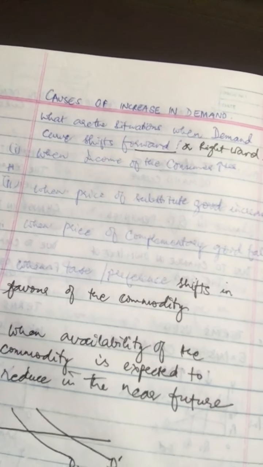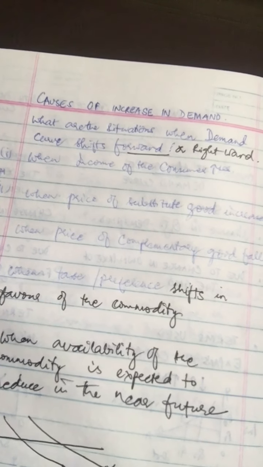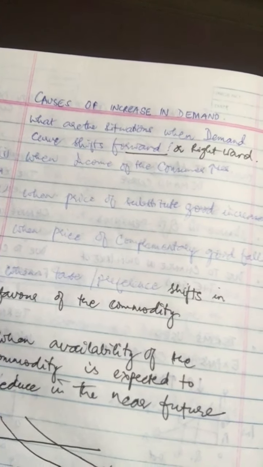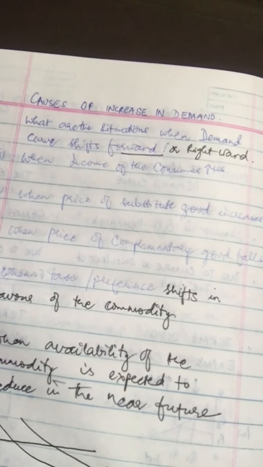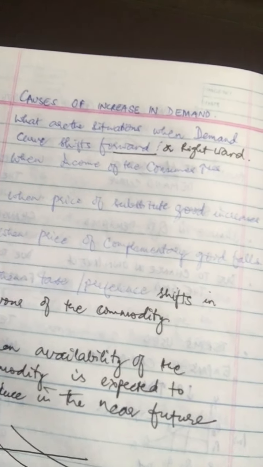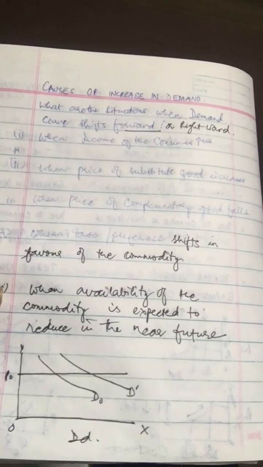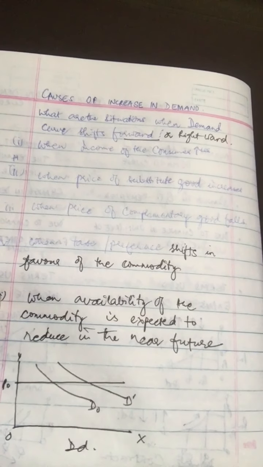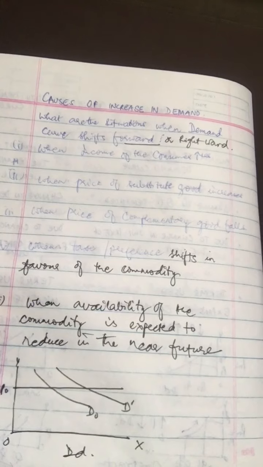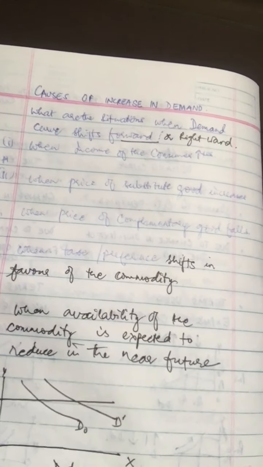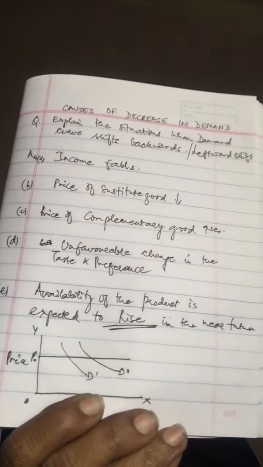So having said this, we are going to look at the causes of decrease in demand, or explain the situation when the demand curve shifts backwards or leftwards. If you've gone through this, you will quickly understand the causes of a decrease in demand. So let's just start with this. For example, now look at these questions.